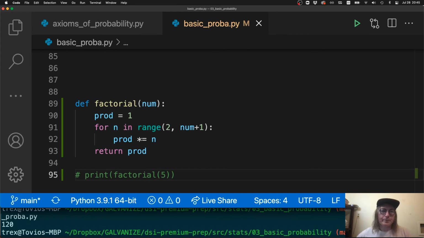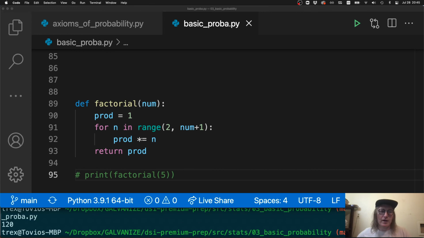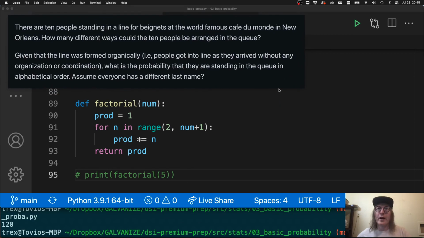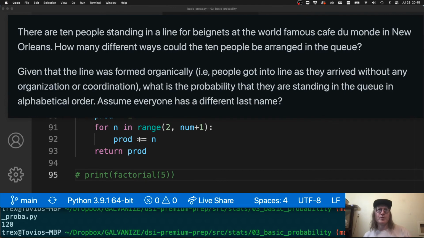I'm going to answer this next question, this next breakout, just to give you an example of how we might apply this. Okay. So there are 10 people standing in the line for beignets at Café du Monde in New Orleans. How many different ways could the 10 people be arranged in the queue?